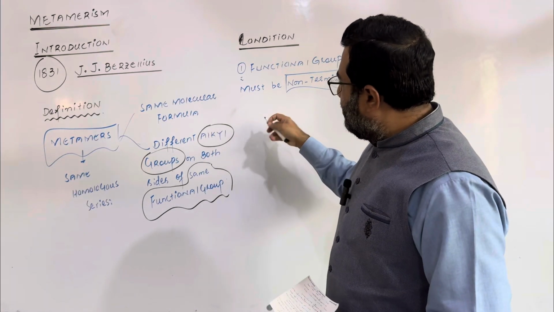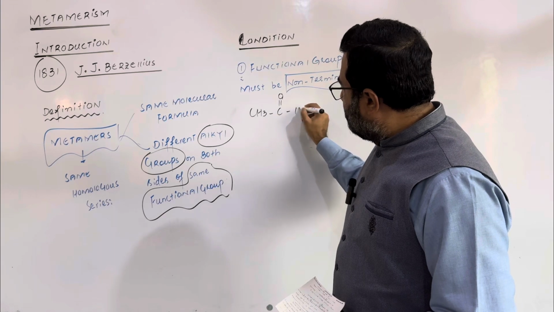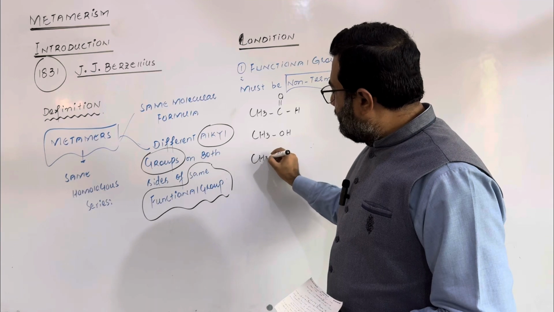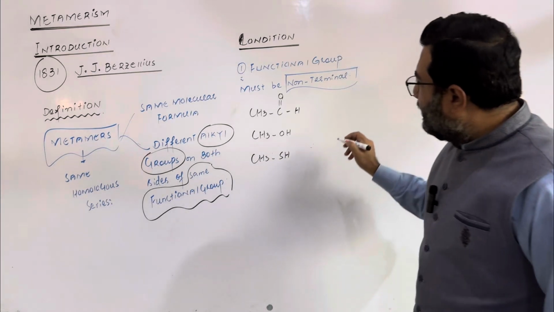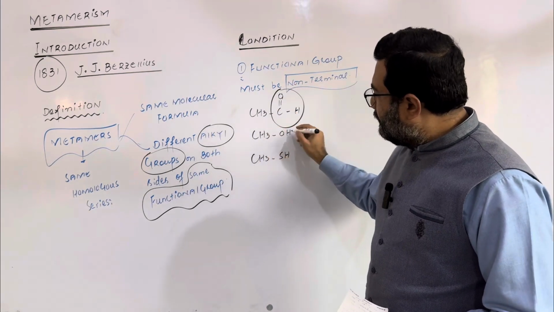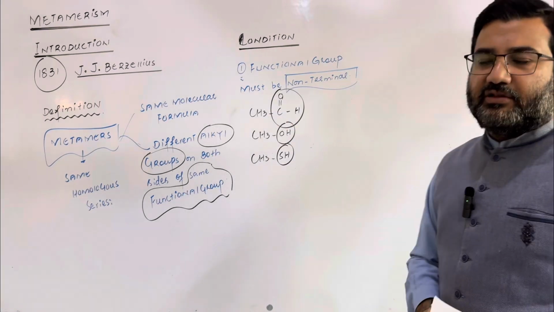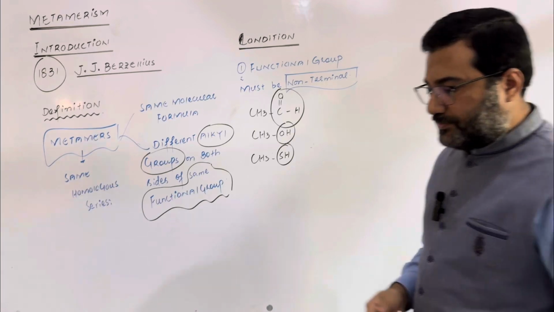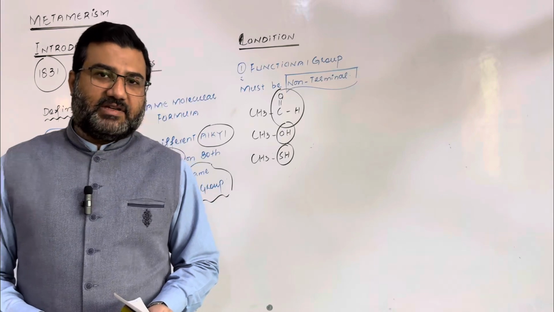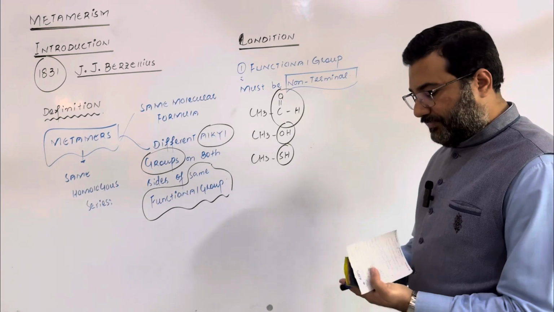Just like you can see that in case of aldehydes, in case of alcohols, in case of thiols, they have terminal functional groups. There is only carbon chain on one side of the functional group, just like this one, this one. They have only carbon chain on one side of the functional group, so they are called terminal functional groups. If a class of organic compound has terminal functional groups, then they cannot show metamerism. So the first condition is that there should be carbon chain on both sides of the functional group.